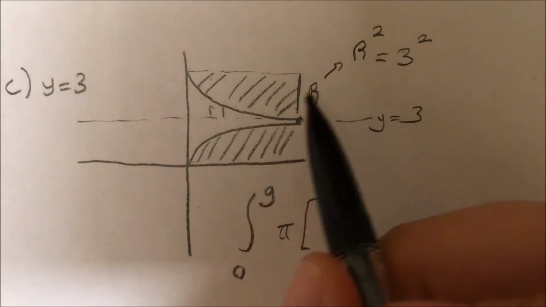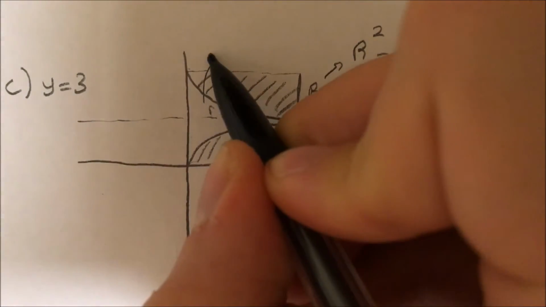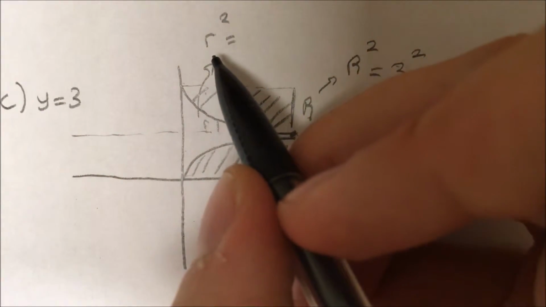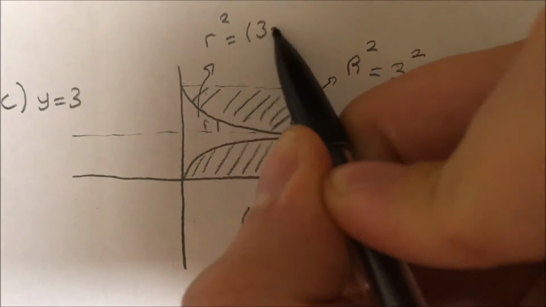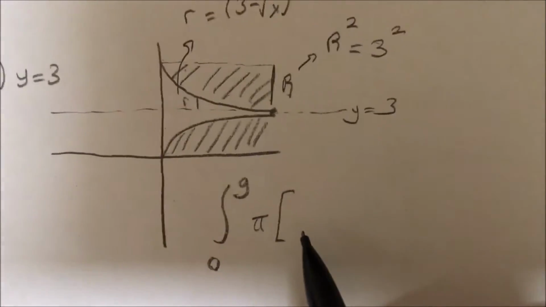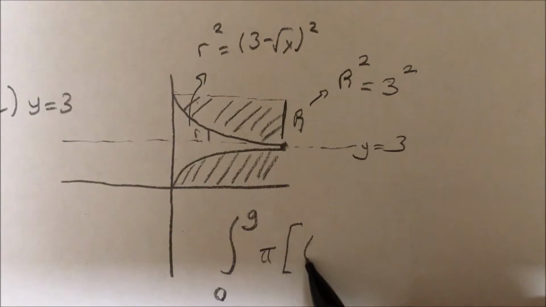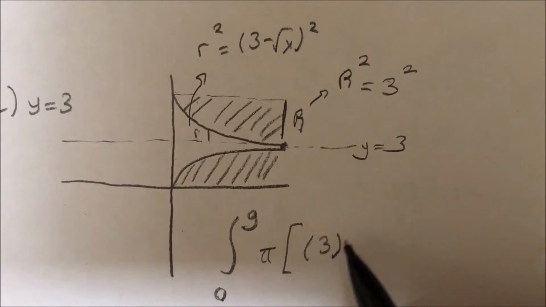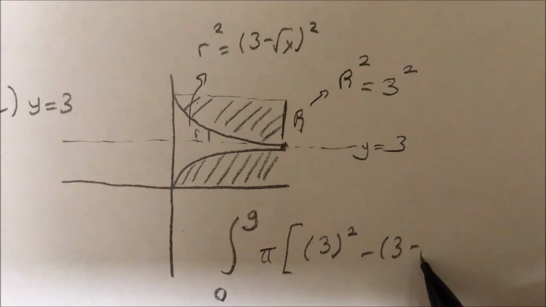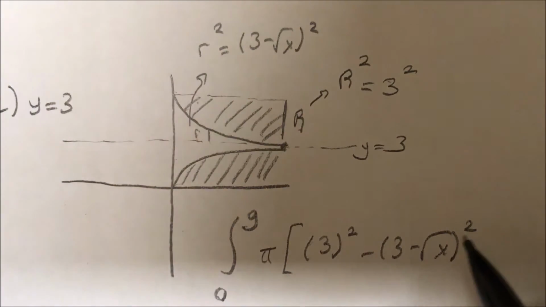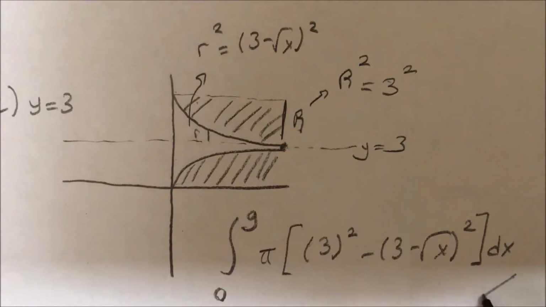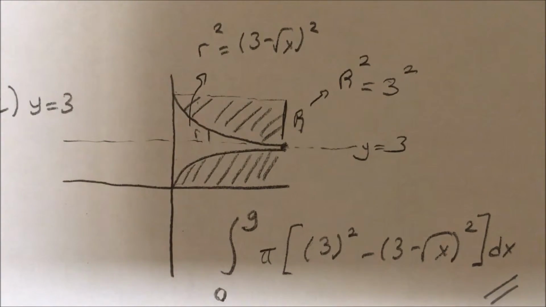And then if we want to look at the small r, that is equal to 3 minus the y values. Since y equals root x, we should say 3 minus root x instead of the small r. Now if we put this into our equation, we would get 3 squared minus, in parentheses, 3 minus root x, squared. And then we put our variable dx at the end, and this is the integral that we use to find the volume of that solid.